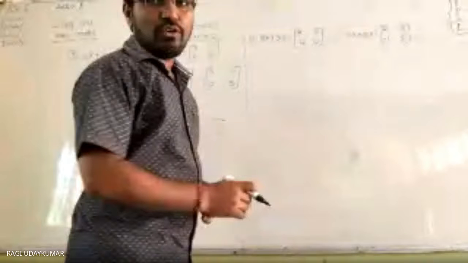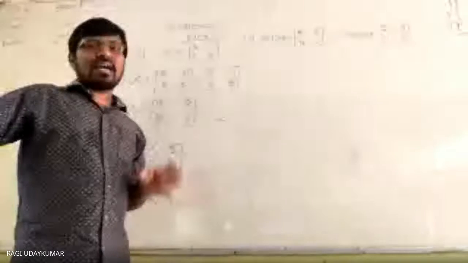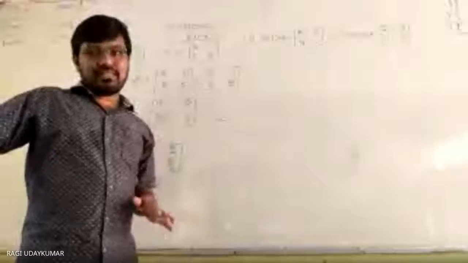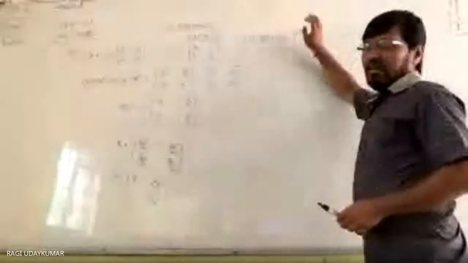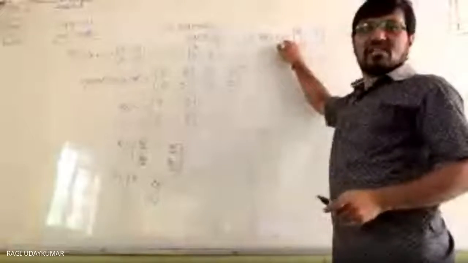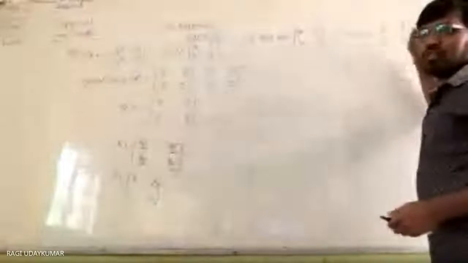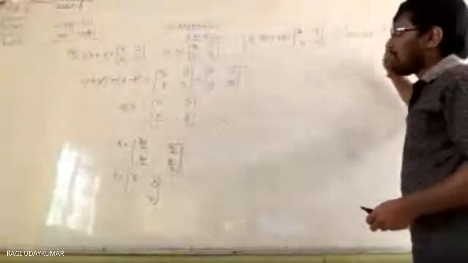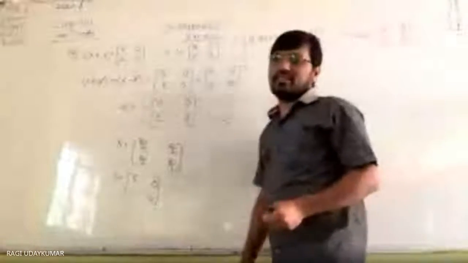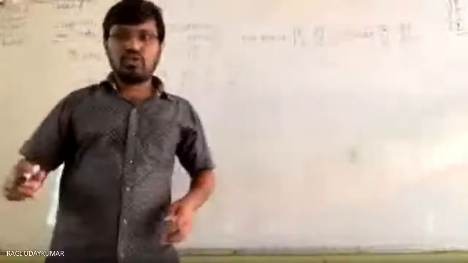Observe properly. From this, how do you find out x and y? Just consider these as equations. Keep in your mind that this matrix is one number. So 2x plus 3y is equal to one matrix, one number you are getting. 3x plus 2y is equal to another number. These are two linear equations in two variables.